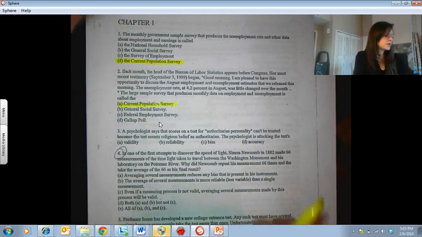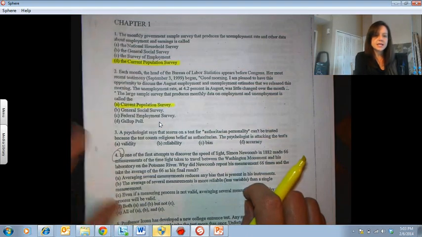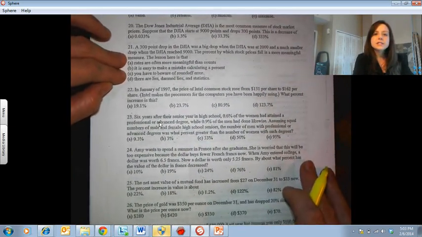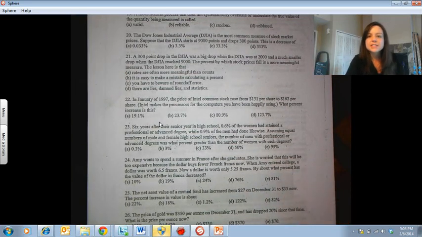The next question, 21 and then 39. So 21 is on page 4 of your packet. Question 21: a 300-point drop in the DJIA was a big drop when the DJIA was at 2,000, and a much smaller drop when it had reached 9,000. The percent by which stock prices fall is a more meaningful measure. The lesson here is that rates are often more meaningful than counts. That's going to be the correct answer.